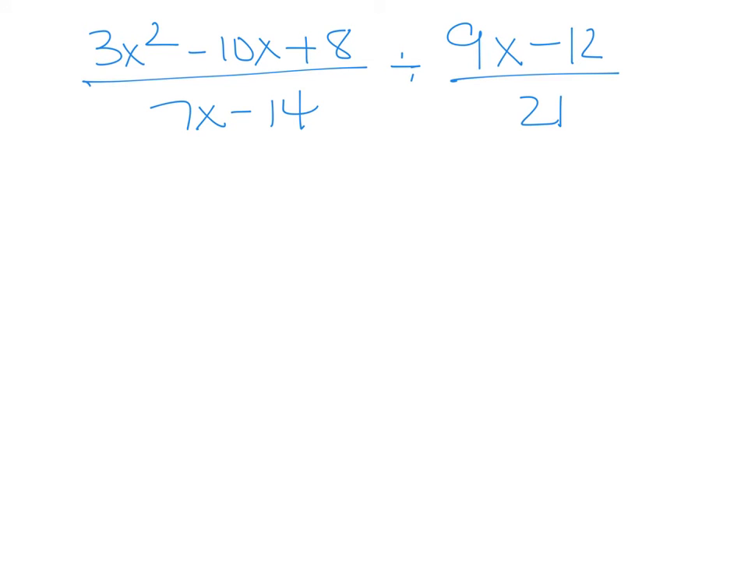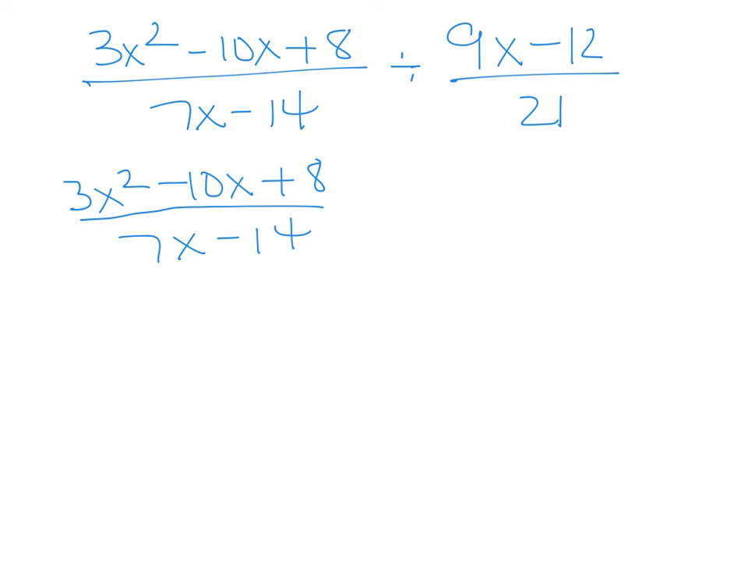Okay, one last one. So why don't you pause your video and try this one by yourself and then come back while I go over it and make sure we have the same thing. Alright, so first thing I'm going to do is the reciprocal. So 3x squared minus 10x plus 8 over 7x minus 14, times, flip this over, this is 21 and this is 9x minus 12.